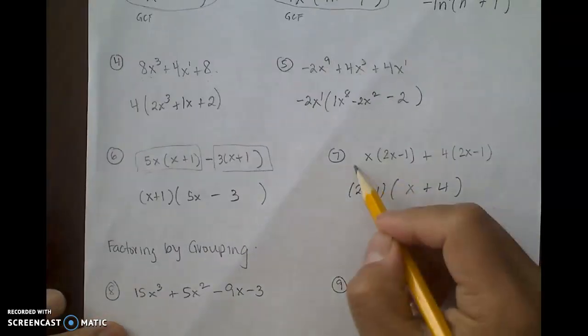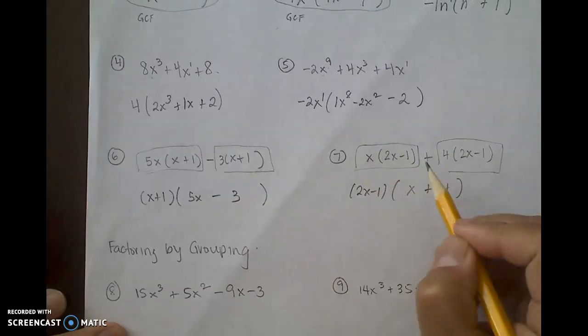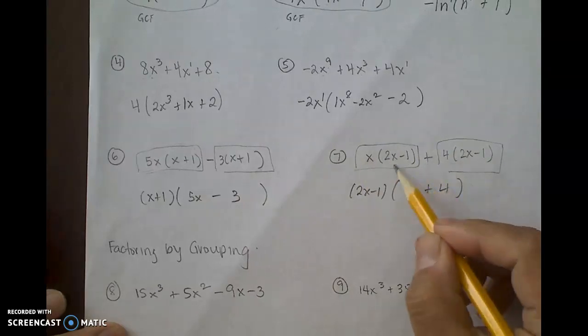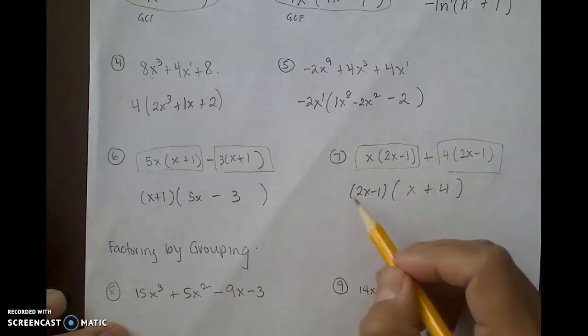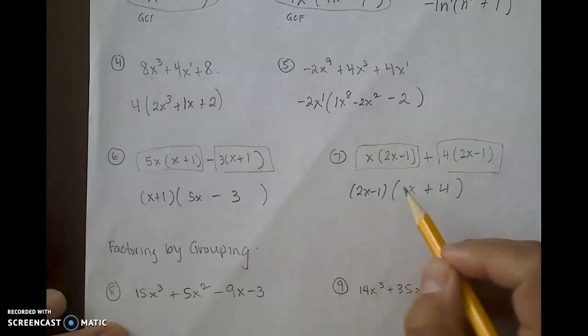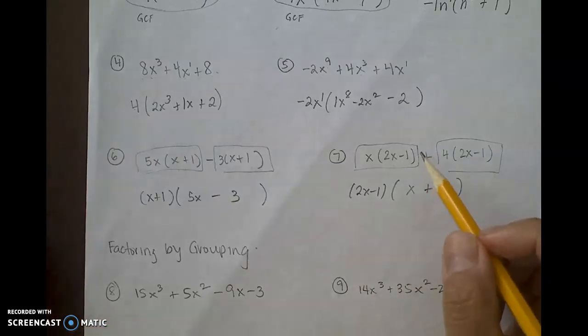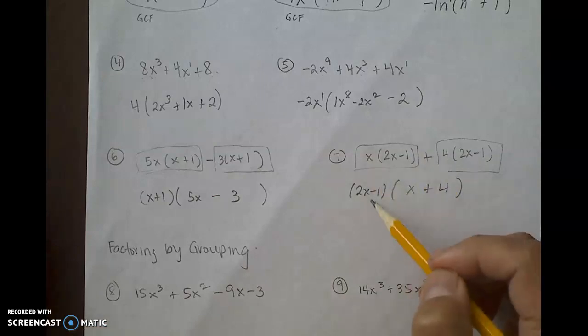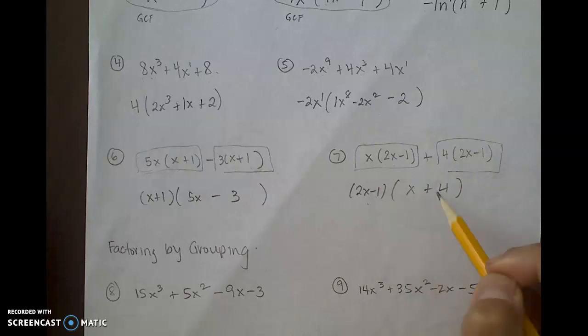Alright, so these 2 terms, again, terms are separated by a plus or a minus sign. Here they're separated by this plus sign. They both have that 2x minus 1 in common, so that's the GCF. So here's the GCF written up front. Inside the parentheses is going to be what's left over after you divide. So this term divided by the GCF is just going to leave me with the x. This term divided by the GCF is just going to leave me with the plus 4.